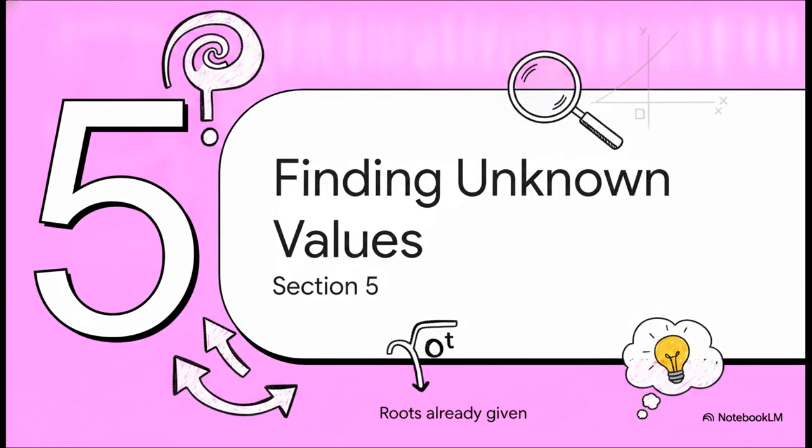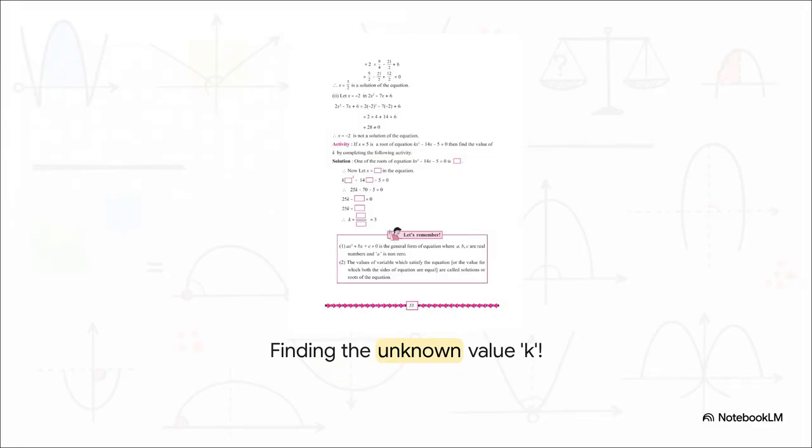Finally, we reach our last section, Section 5, Finding the Unknown Value. In exams, questions are sometimes flipped around. Let's learn how to work backwards to find an unknown letter when the root is actually already given to us by the examiner. Let's carefully solve this little activity together. The question asks, if x equals 5 is a root of the equation kx squared minus 14x minus 5 equals 0, find the value of k.